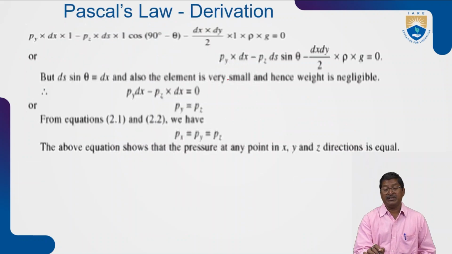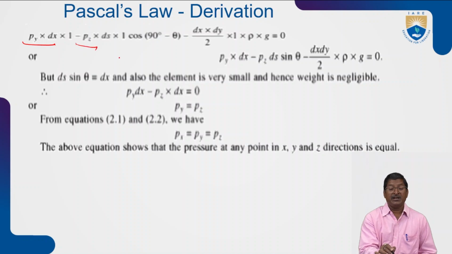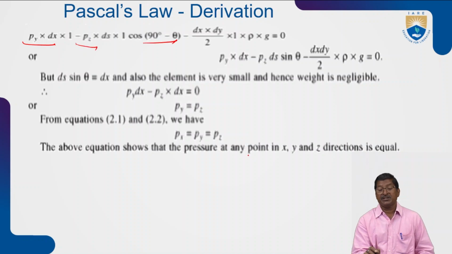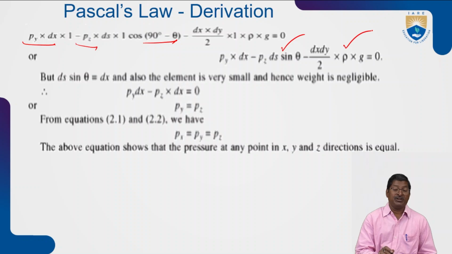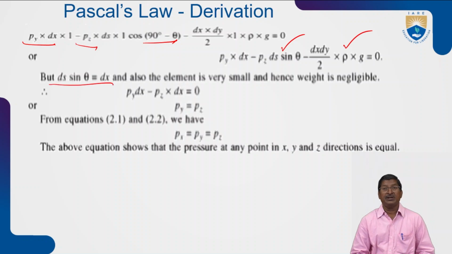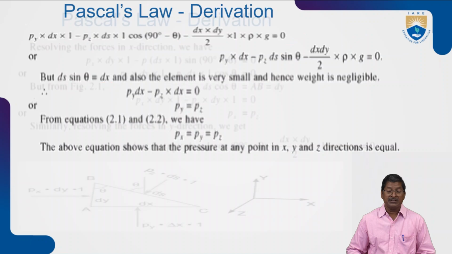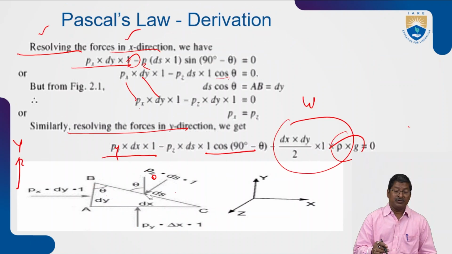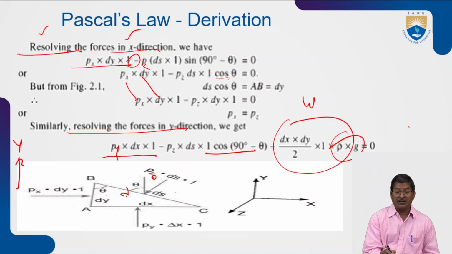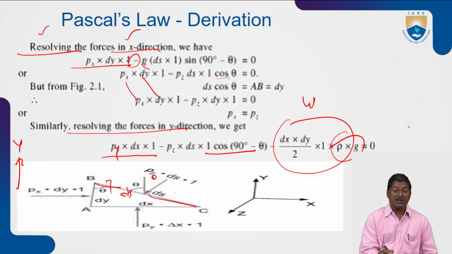So you can get from this Py into dx, 1 is negative here, minus Pz, cos 90 minus theta will become sin theta. So ds sin theta minus dx dy by 2 into rho g. But ds sin theta is equal to dx. Okay, see here, this is the ds. So if you put cos theta, it will become vertical. If you put sin theta, it will become horizontal.